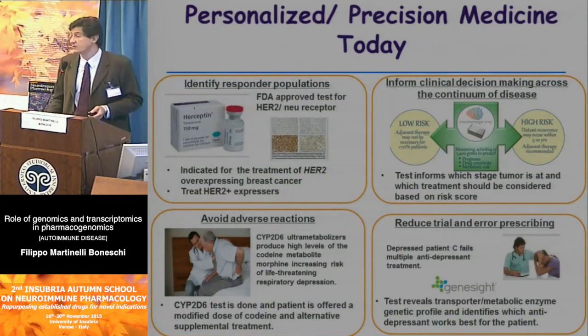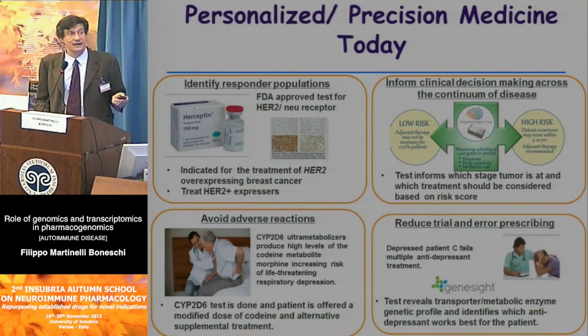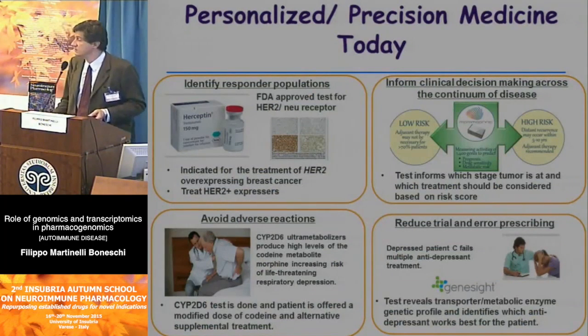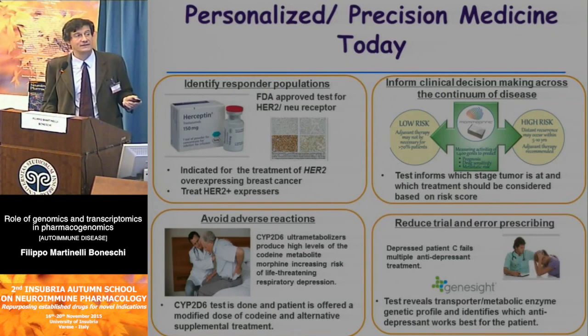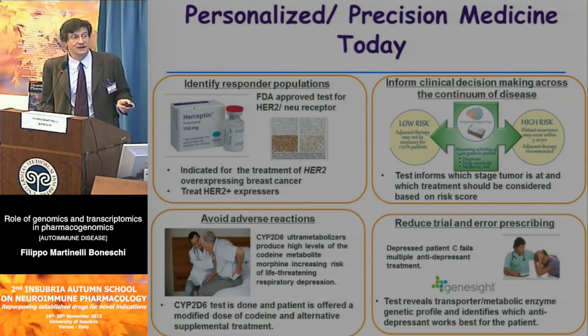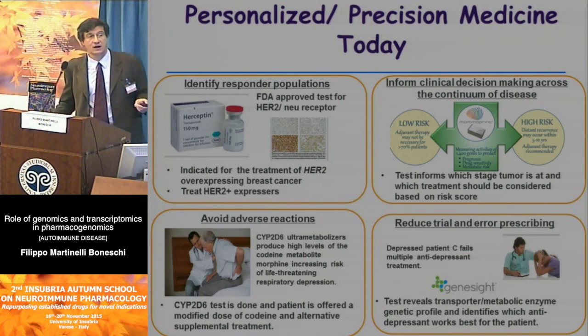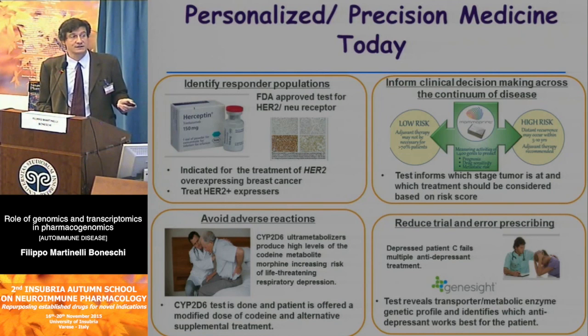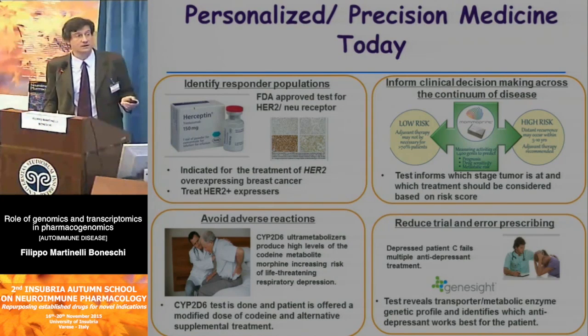What does personalized or precision medicine mean today? It can be useful to identify the responder population, so to be able to provide the right drug to the right patients. And this is an example for breast cancer. Patients with a tumor affecting the breast, overexpressing this gene, which is called HER2, can be treated with this type of drug, which typically decreases the expression of this particular protein.